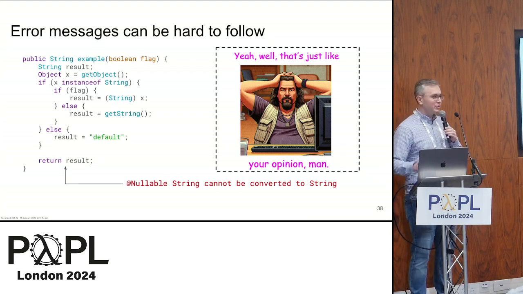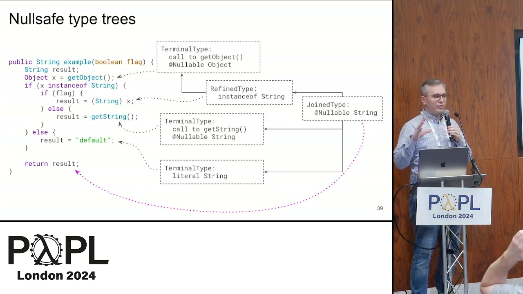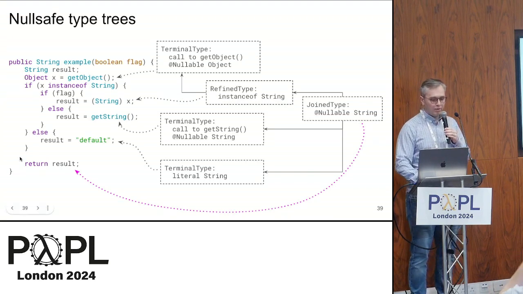So we couldn't really do this. We had to do much better than this. And so we had to extend our abstract domain to this sort of type trees, where the structure of the tree reflects the provenance of the type. So, for instance, when you have this getObject method call, you'd get a terminal type with a reference to this method call. When you have an instanceof check, you would get a refined type that points to the underlying terminal type. And when the control flow joins here, you would get a joined type that points to its components.